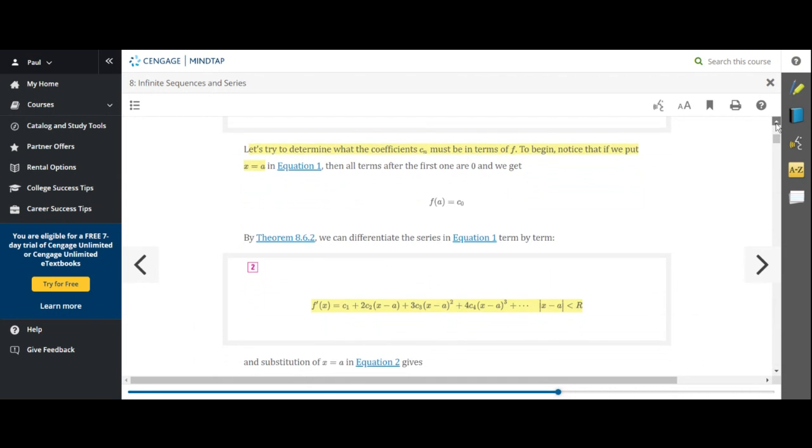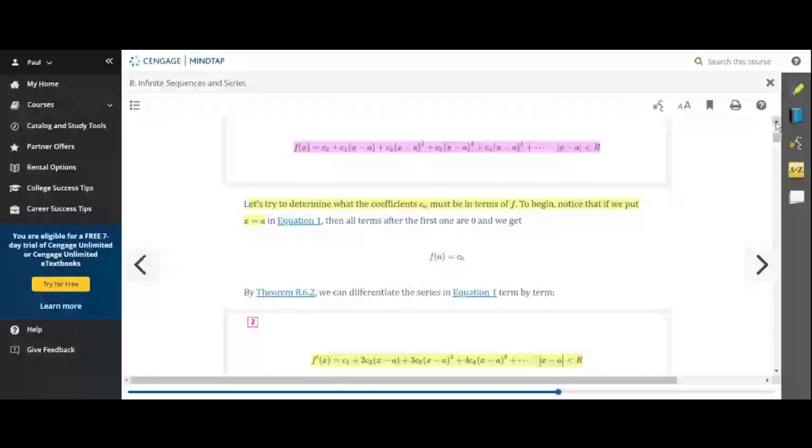Okay, so it's easy to differentiate a polynomial. I mean, this is really more than a polynomial. It's an infinite power series, but it's like differentiating a polynomial. Easy to do. Now what are we going to do?